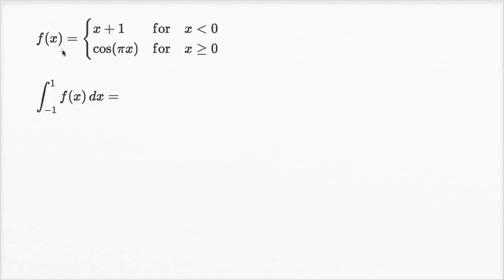So we have an f of x right over here, and it's defined piecewise. For x less than 0, f of x is x plus 1. For x greater than or equal to 0, f of x is cosine of pi x. And we want to evaluate the definite integral from -1 to 1 of f of x dx.